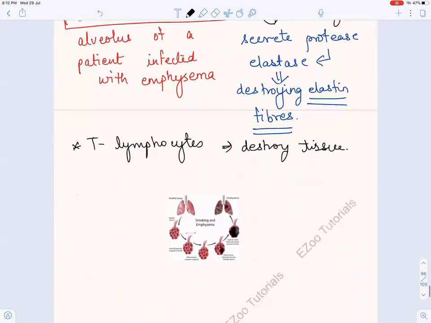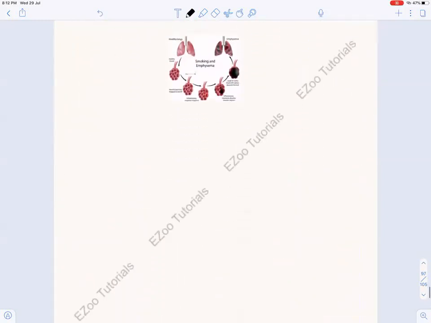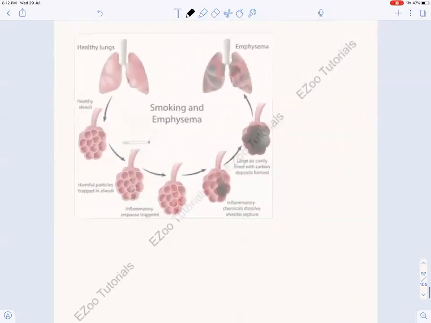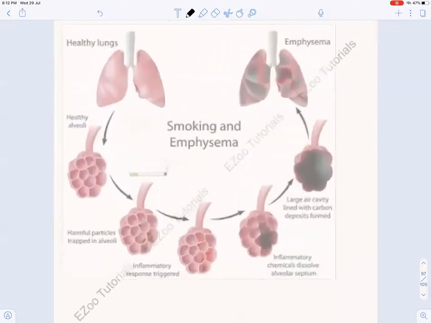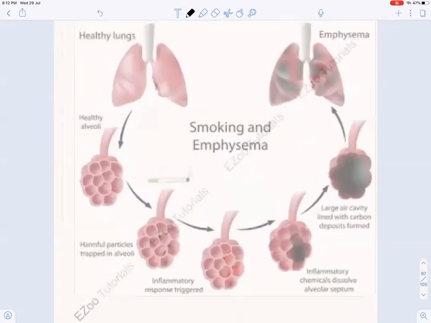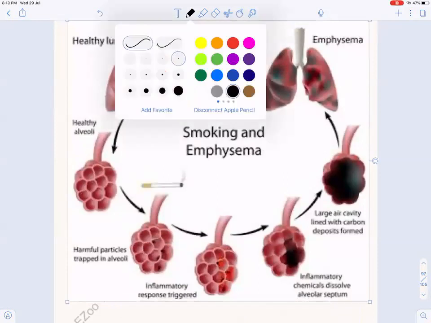Okay, now let us see this diagram and understand what is actually happening. This is what I have told you. See, smoking and emphysema.